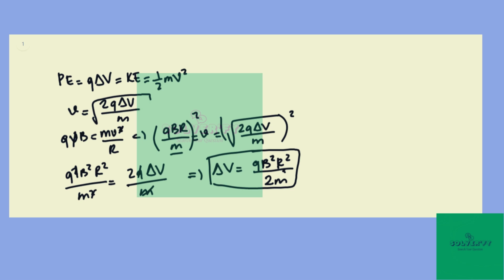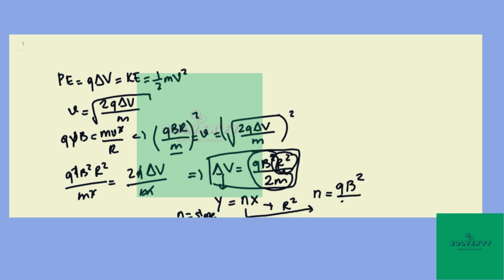Now, if we look at this equation carefully, as if delta V is our y, and then we have this term here that is basically a constant, that would be our slope. Let's call it n being our slope. Then our r squared is going to be our x. So in this case, let's call this x as r squared. Then n, which is the slope, is Q times B squared over 2m, right?